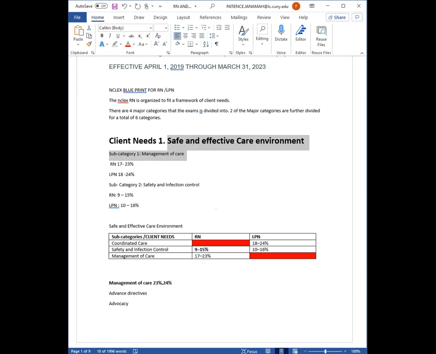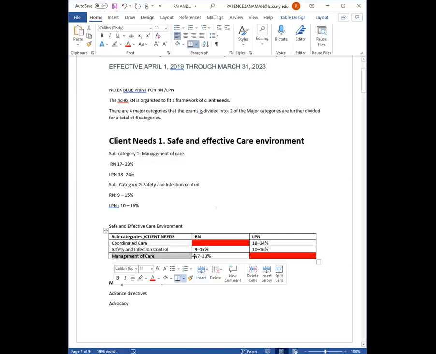We are studying the content, but this is what you need to be able to understand in addition to your content. So when you have the content in mind, you should be able to put it into this one to pass or to answer questions correct. So under safe and effective care environment, we have management of care. Management of care for RNs is 17 to 23%.